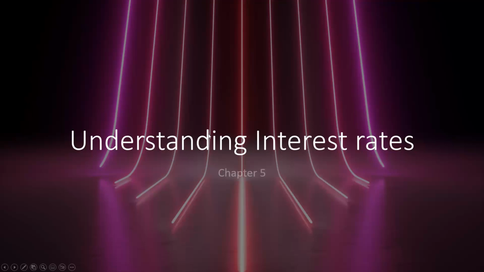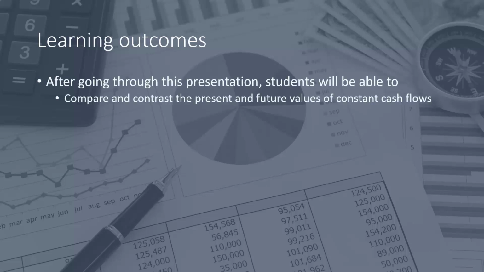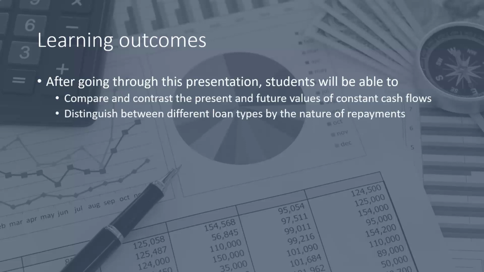Understanding interest rates. This is Chapter 5, Part 3, following on the learning outcomes. After going through this presentation, students will be able to compare and contrast present and future values of constant cash flows, extending the discussion from annuities in the previous video, and distinguish between different loan types by the nature of repayments. So we'll be able to analyze these loans and understand which of them is good from a lender's perspective and which of them is good from a borrower's perspective.